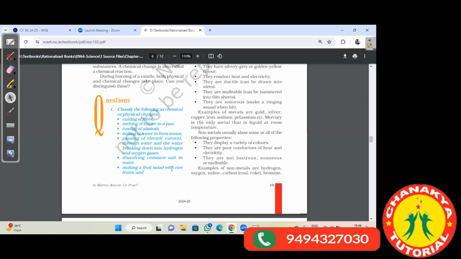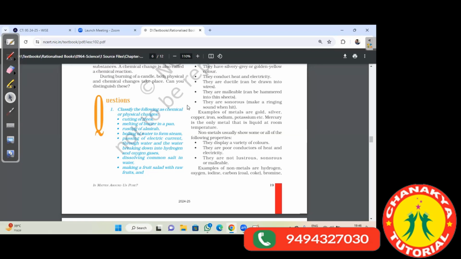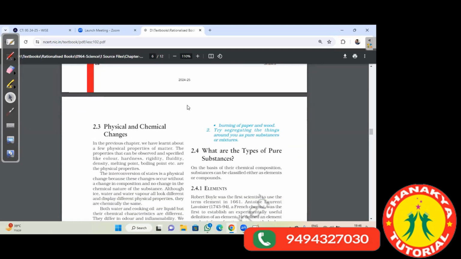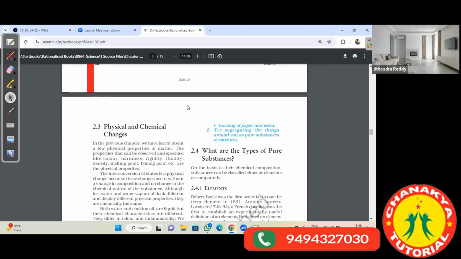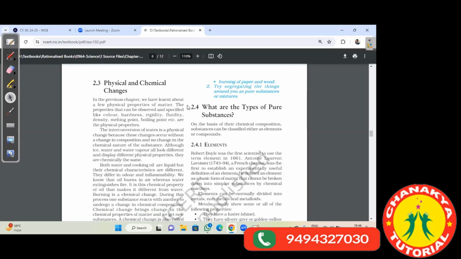Making a fruit salad with raw fruits. Sir, physical change. Yeah, it is a physical change. Burning of paper and wood. Sir, chemical change. Okay. Now the next things.